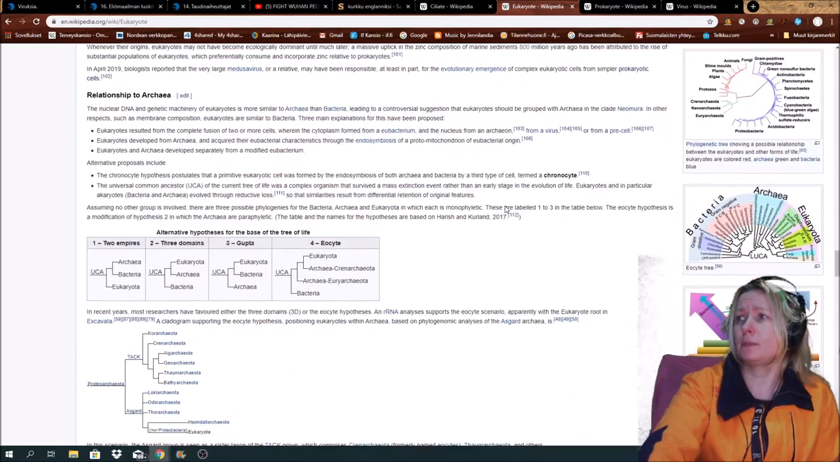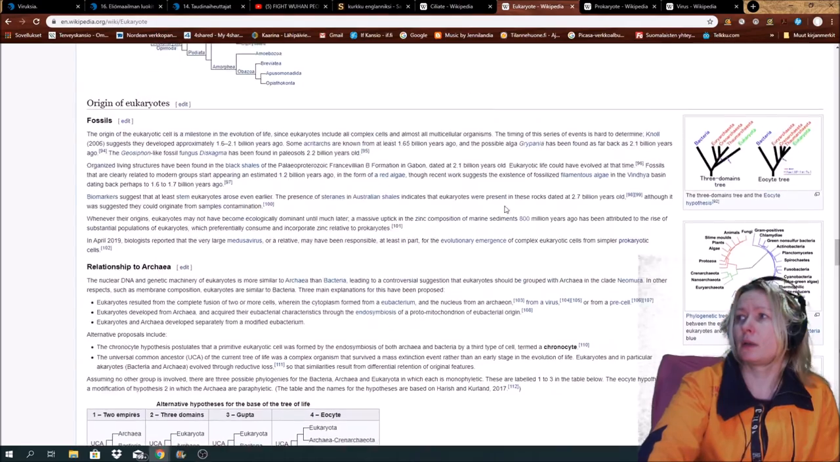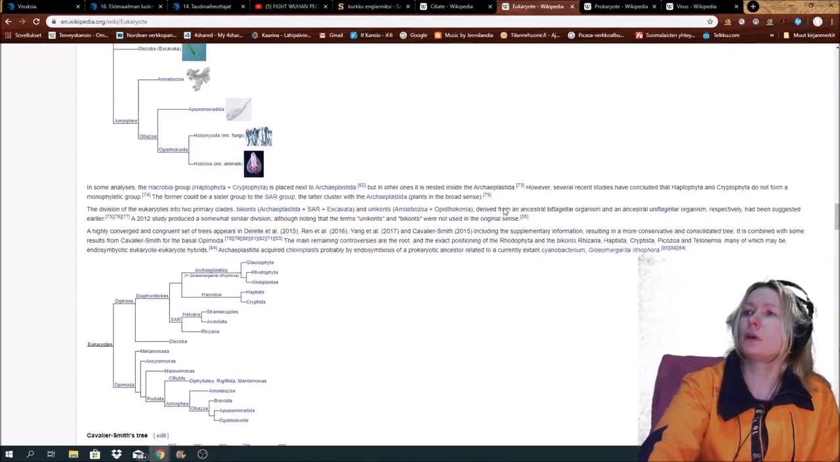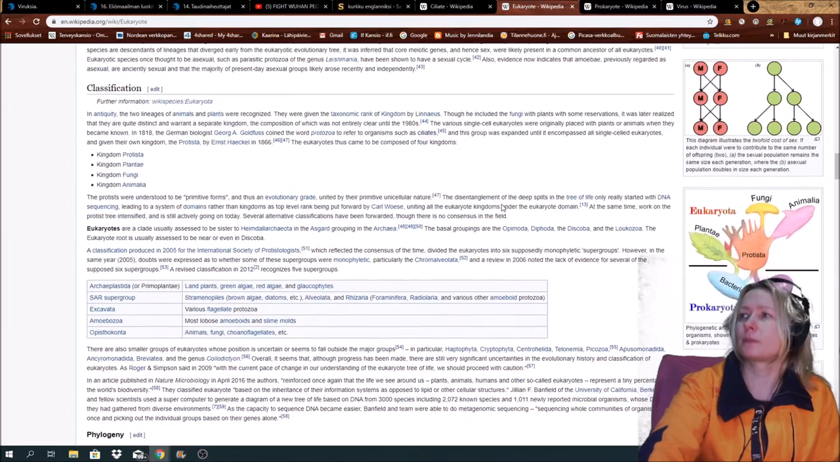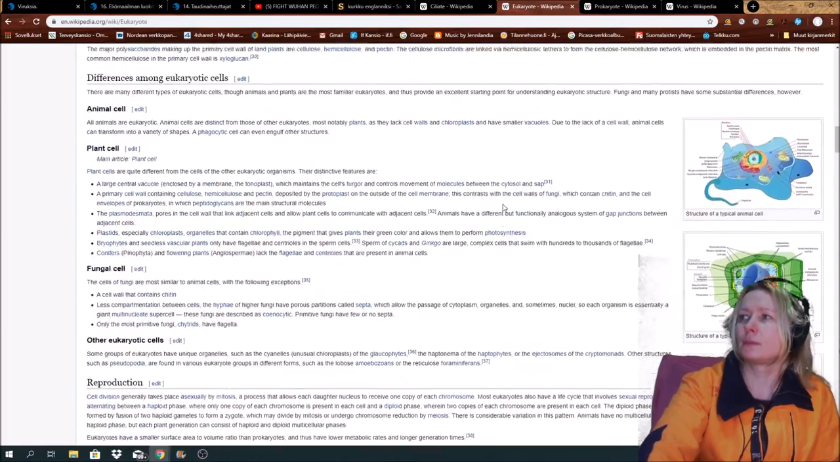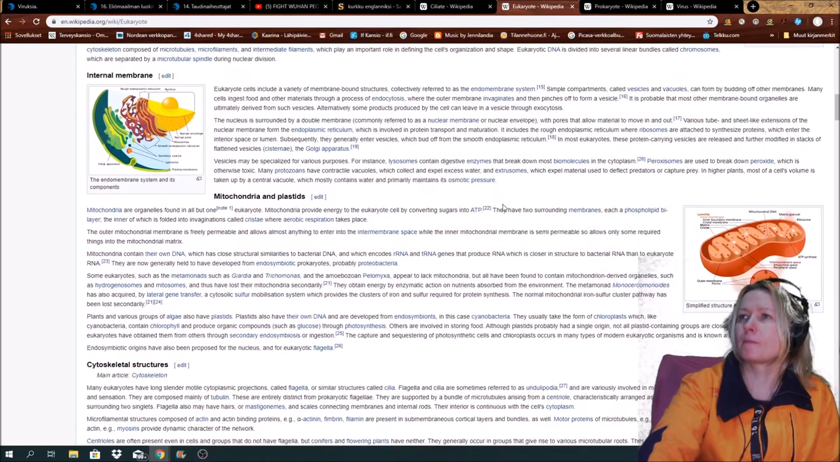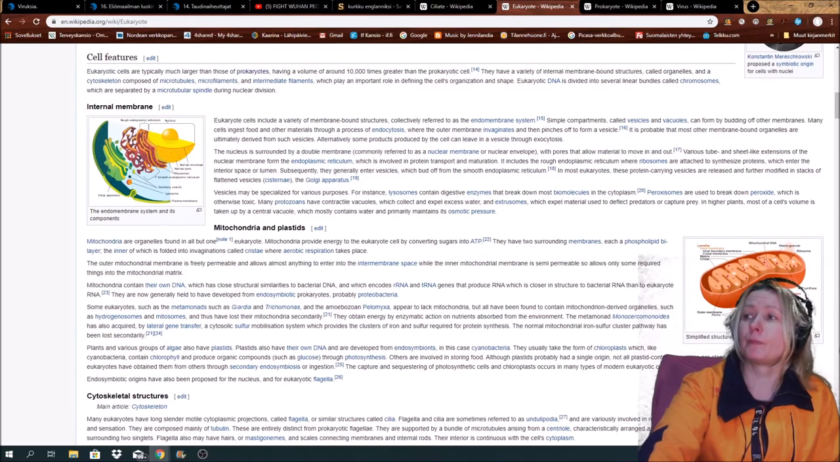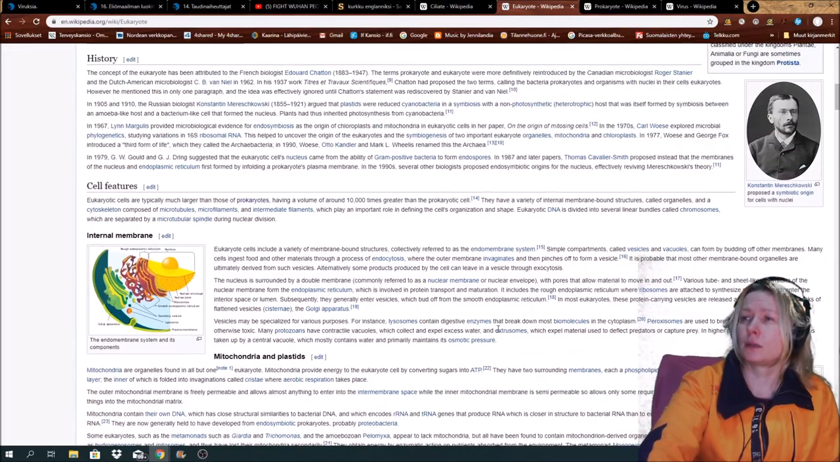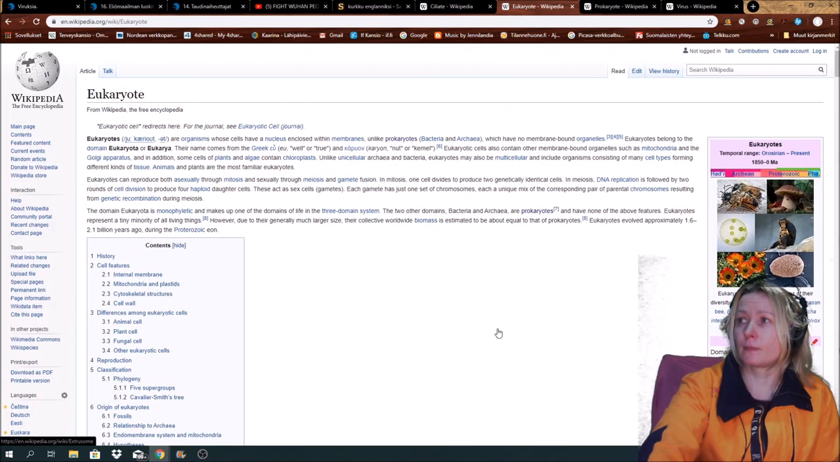Here we have another view of cells. Mitochondria. A bit difficult words for me.